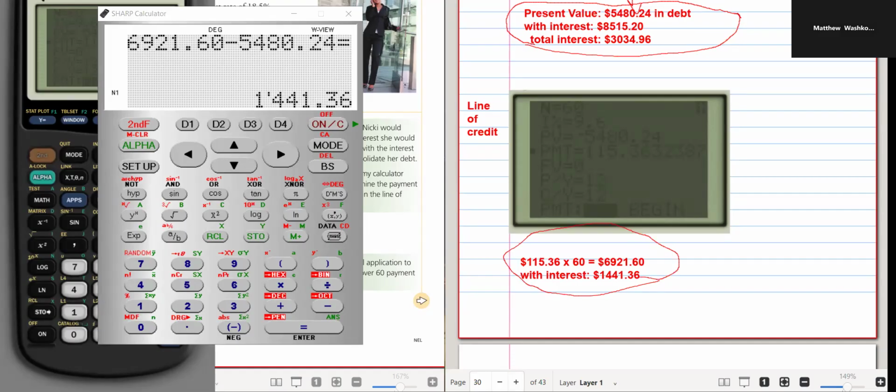So which of these two is better, right? This is how much she's paying if she does the credit cards. This is how much she's paying if she consolidates. Obviously, the line of credit is better because she only pays $1,441.36 in interest as opposed to $3,334.96. It is twice as affordable, right? She's paying $1,400 versus $3,000. She's saving half the cost in interest.